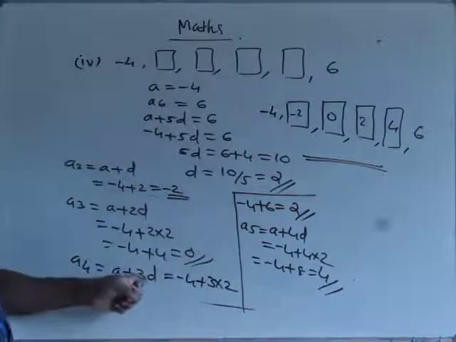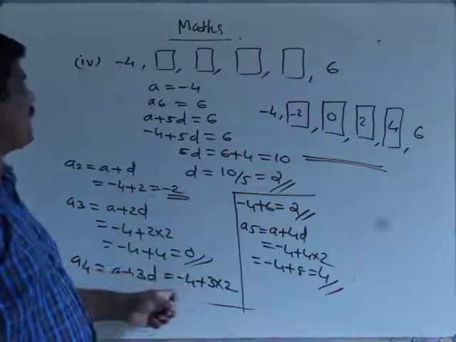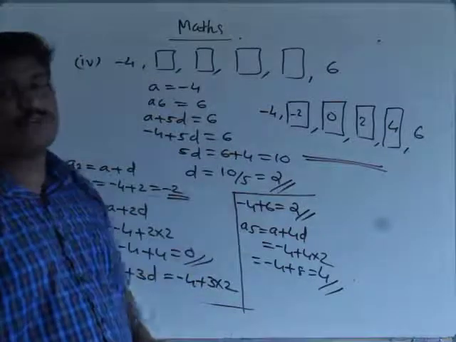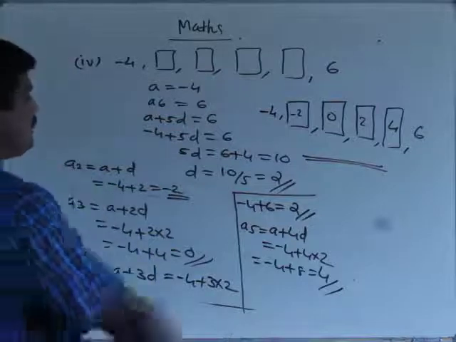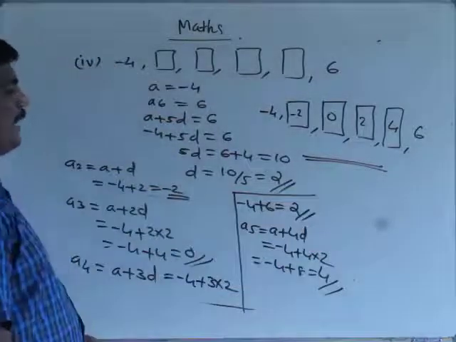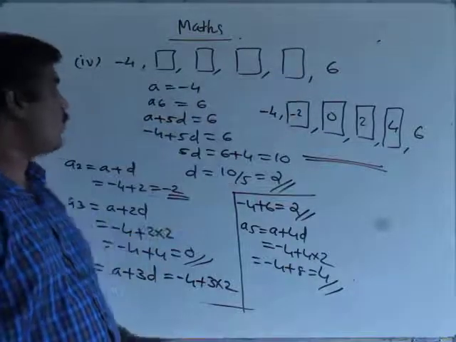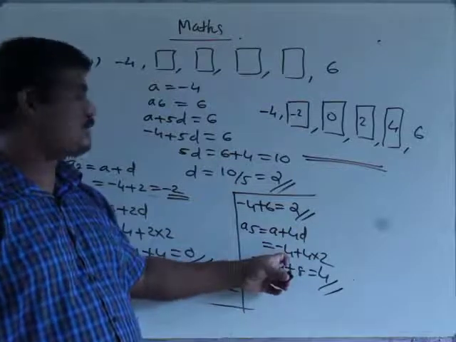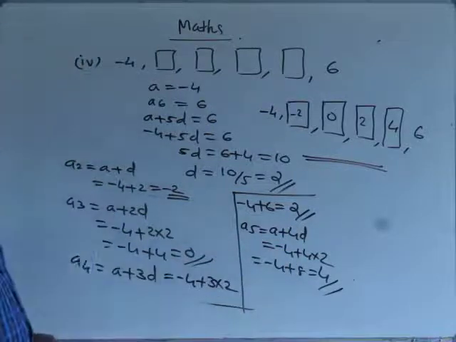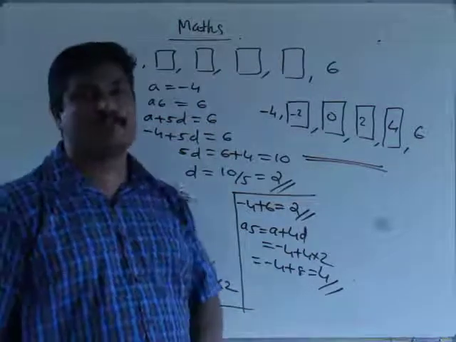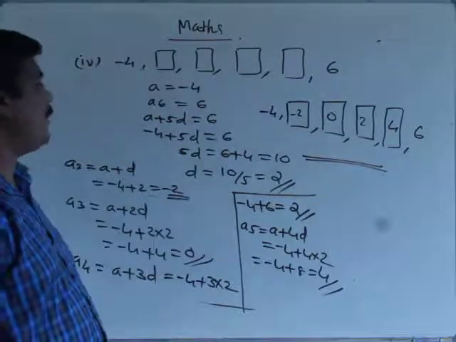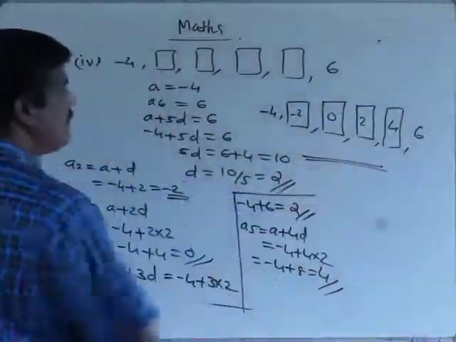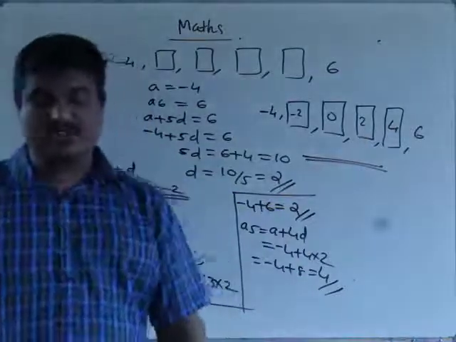Next A4, that is the fourth term, find out in this box. So A4, the formula is A plus 3D, that is A minus 4 plus 3 into D, D is 2, 3 into 2, that is minus 4 plus 6. The answer is 2. Next box and last box, A5. What is the formula? A plus 4D, A is minus 4 plus 4 into D, 2. That is minus 4 plus 8. The answer is 4. So the given AP is minus 4, minus 2, 0, 2, 4 and 6. Clear? Any doubt? Okay. So next question.